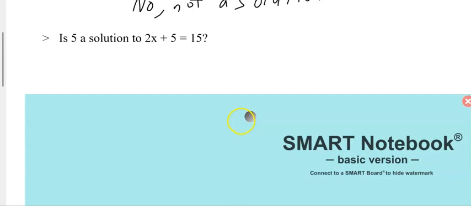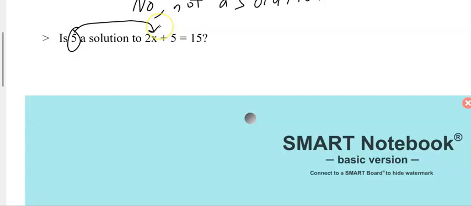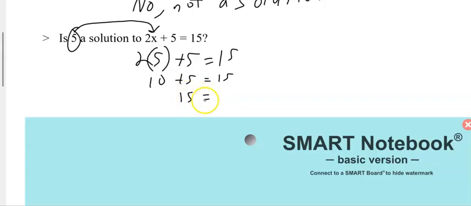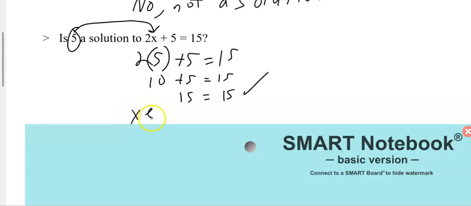What about 2x plus 5 equals 15? Again, we're going to take this 5 and plop it in right here, substitute. When we do that, be careful. Some people will do this, and it looks like 25. So you always want to substitute with parentheses. So 2 times 5, 2 times x, plus 5 equals 15. Well, 2 times 5 is 10, plus 5 is 15. 15 equals 15. Check. And so then we answer yes, it is a solution.